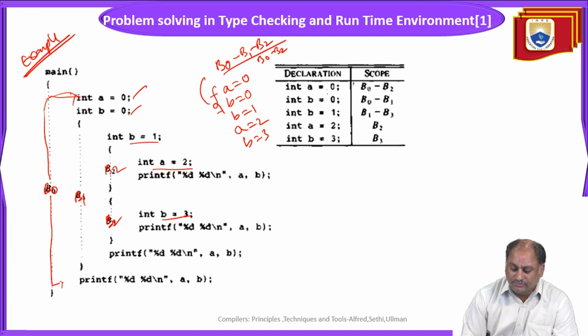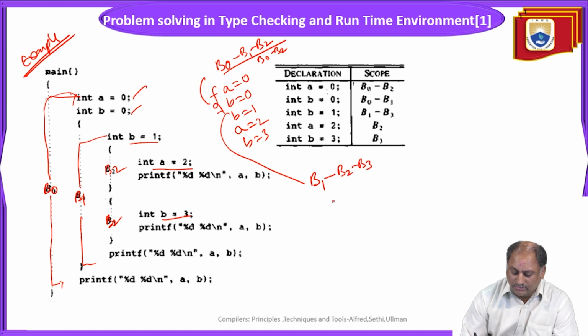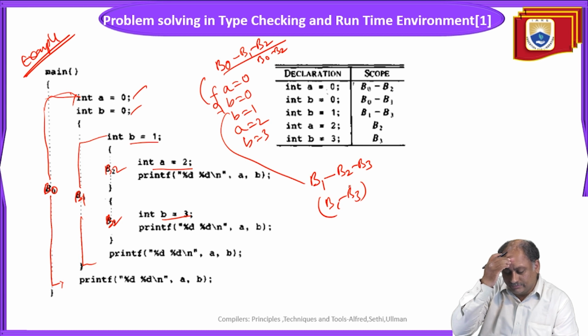But B equal to 1 is to be available in B1, B2, B3. Why? Because this block is defined within this one. So B equal to 1 is defined within block B1, block B2, block B3. So from B1 to B3, this is to be defined.